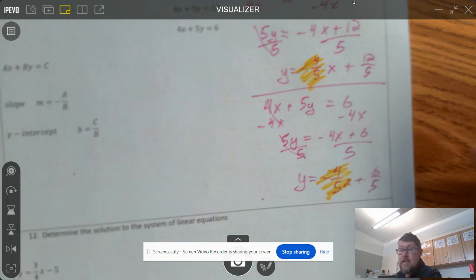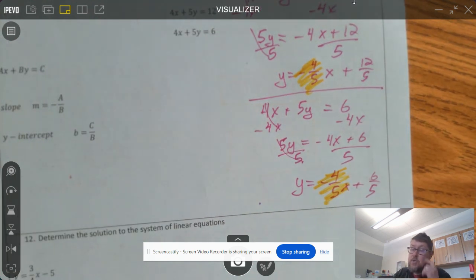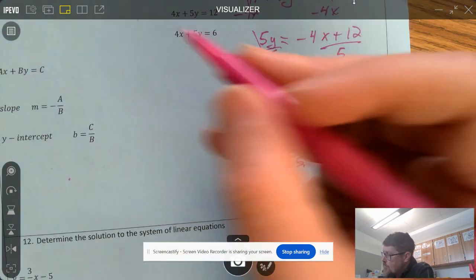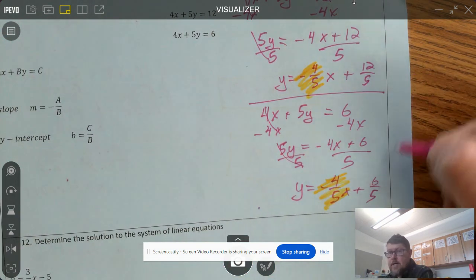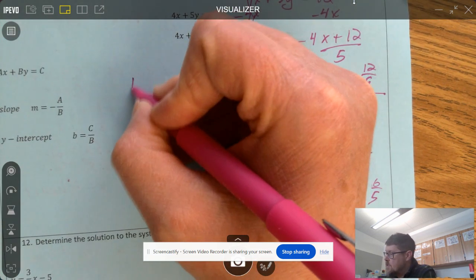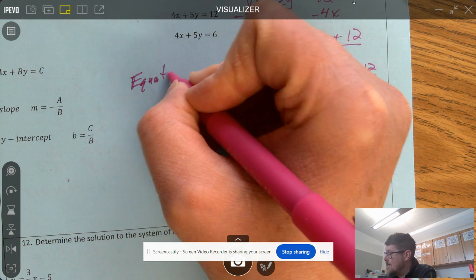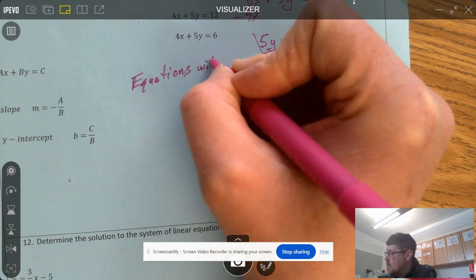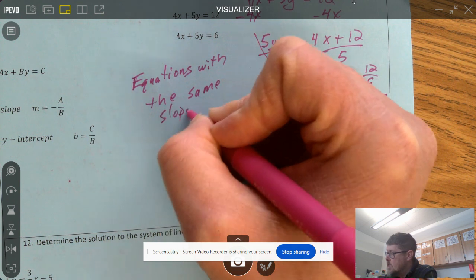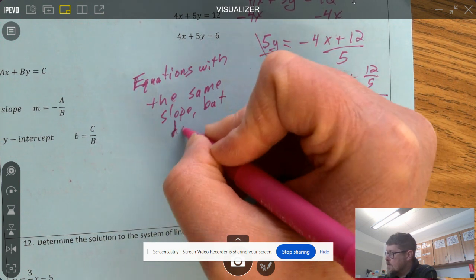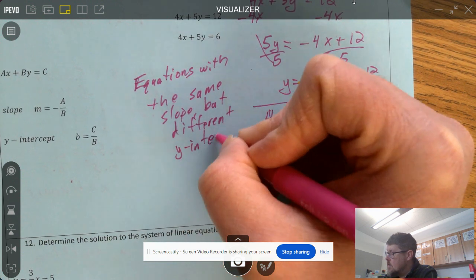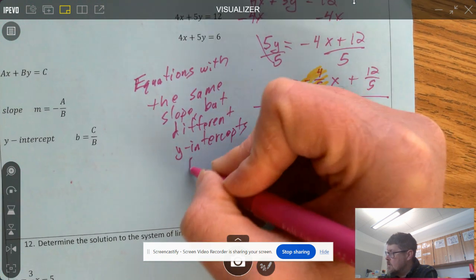So that is the definition of two lines being parallel or having no solution, right? So we would say the same slope, but different y-intercepts means that they have no solution, right? So equations or lines, either way, with the same slope but different y-intercepts means they have no solution.